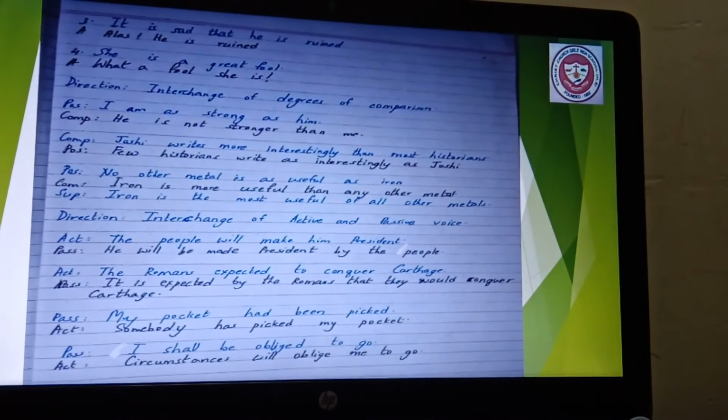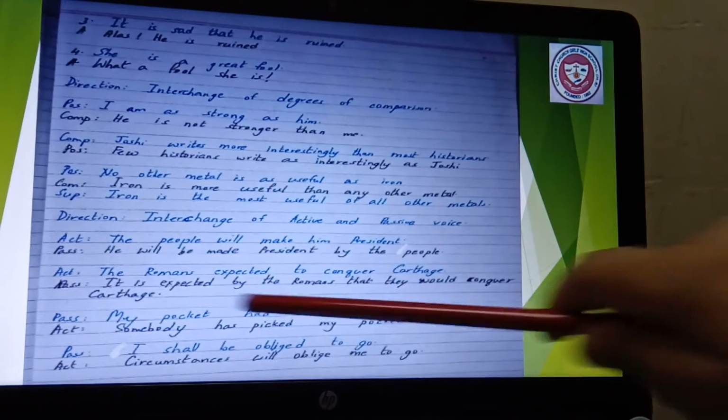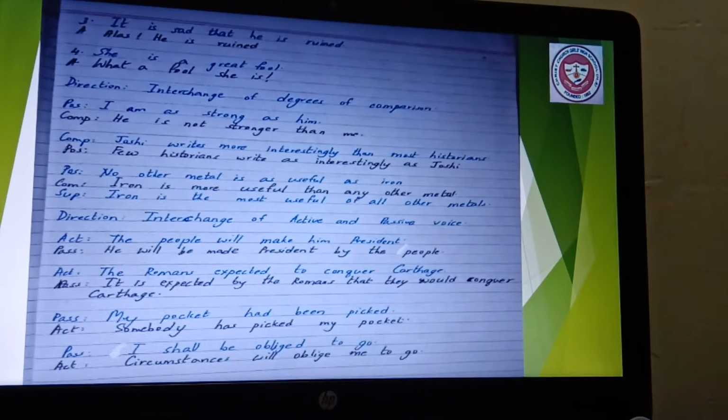My pocket had been picked. Somebody has picked my pocket. My pocket has been picked. Somebody has picked my pocket. In a had, it will be has been picked. I shall be obliged to go. Circumstances will oblige me to go. Now, who will oblige me? Maybe circumstances will. So what do I say? I say circumstances will oblige me to go.